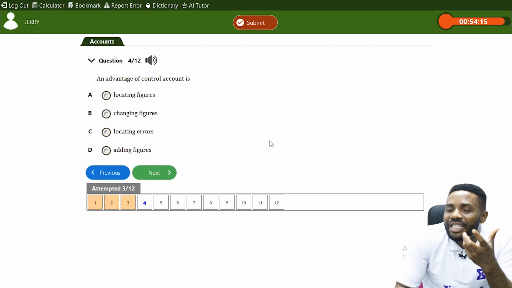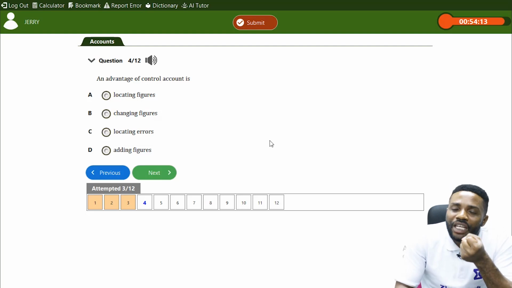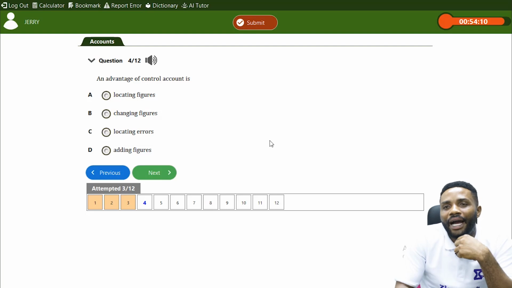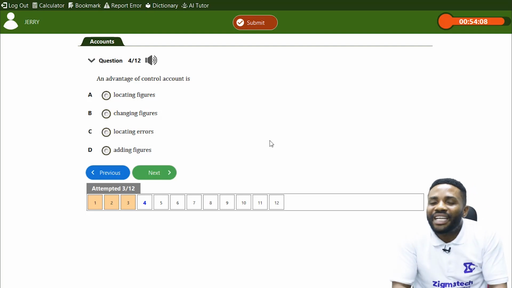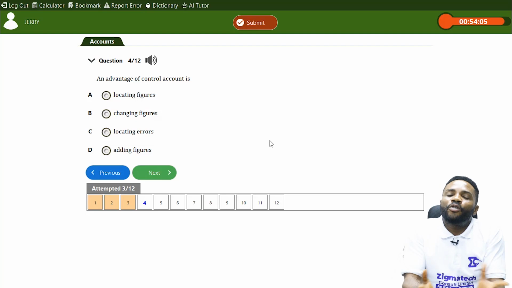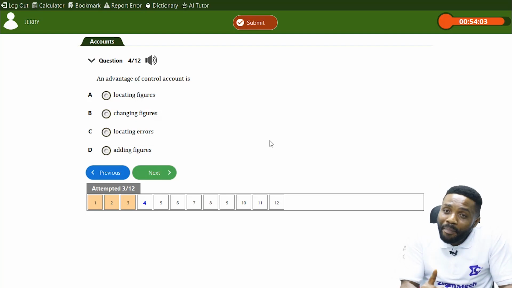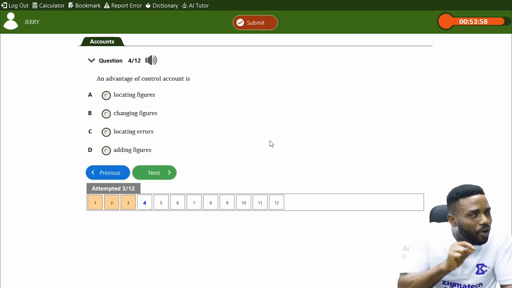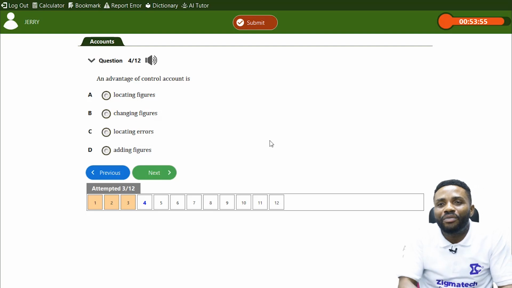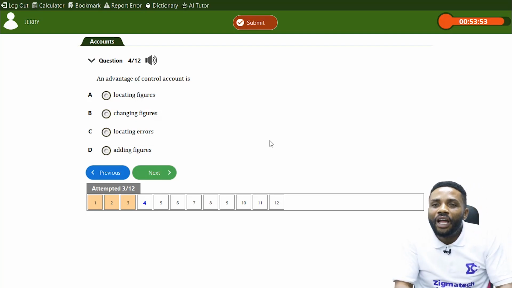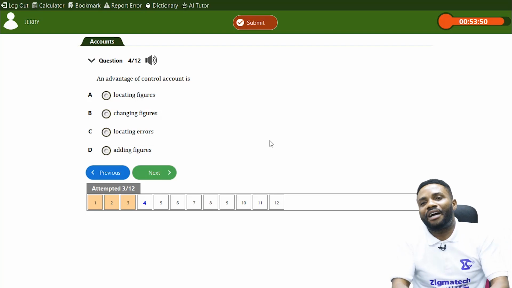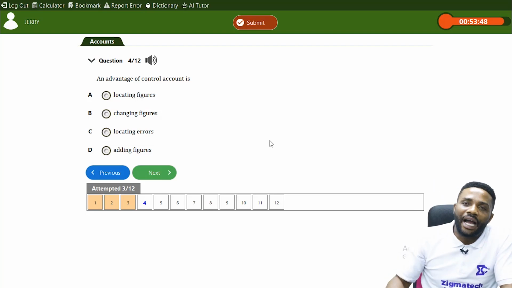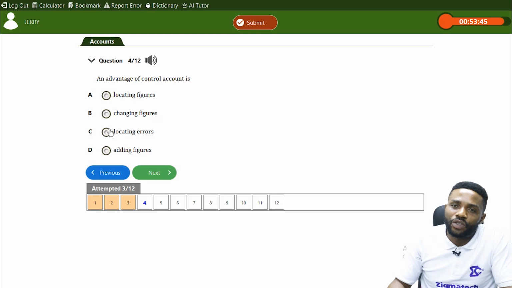The examiner wants to see how grounded and how rooted you are in the knowledge of control account. A is locating figures. It cannot be locating figures because what kind of figure are we locating? Remember, control account is only interested in what? Missing figure, not just figure, but missing figure. So it cannot be A. Changing figures, that's wrong. Then locating errors. We have explained from the beginning that control account helps us to locate errors. And then the last one is adding figures. So the answer here is C.